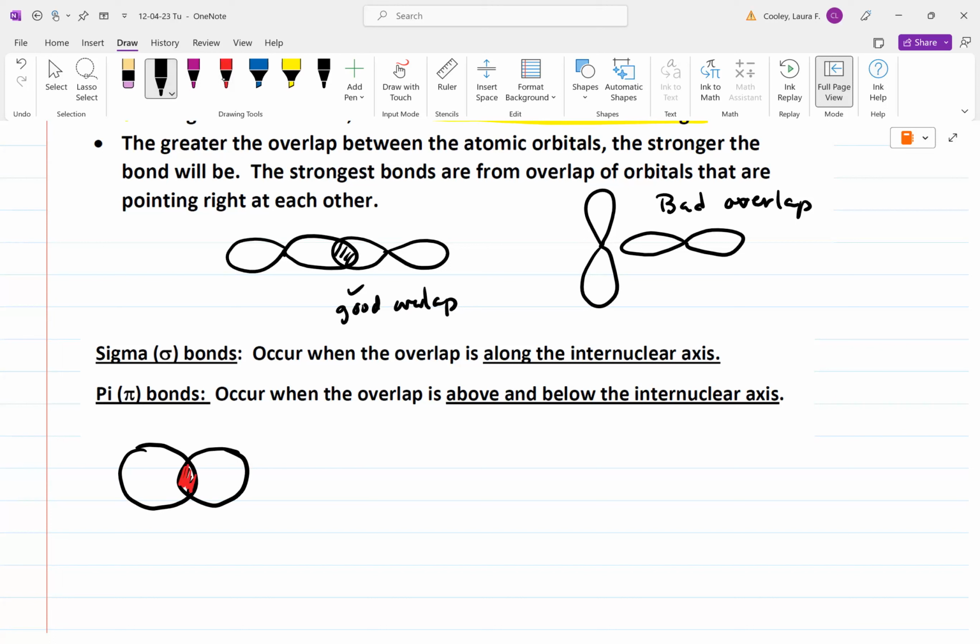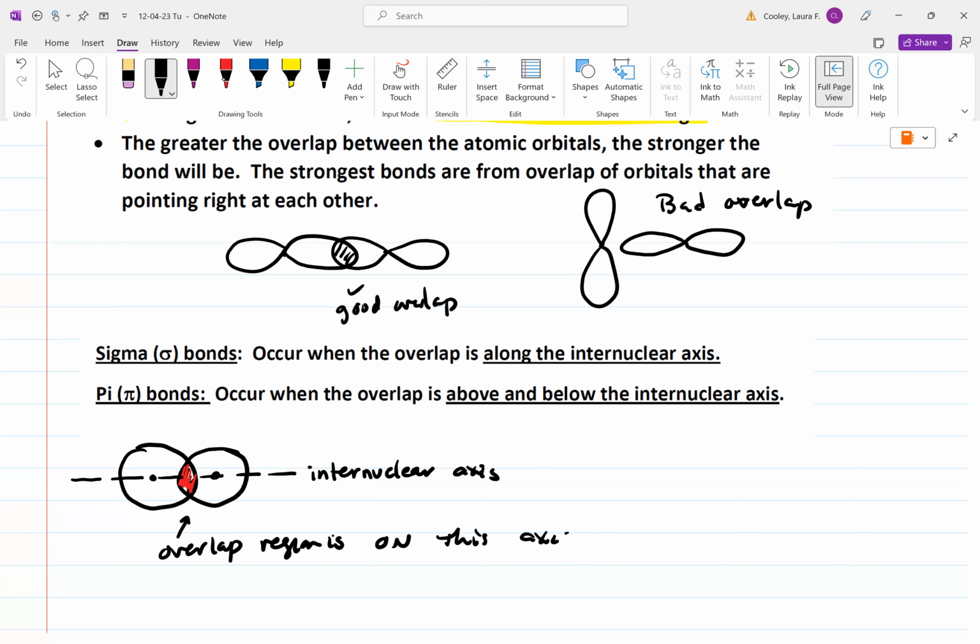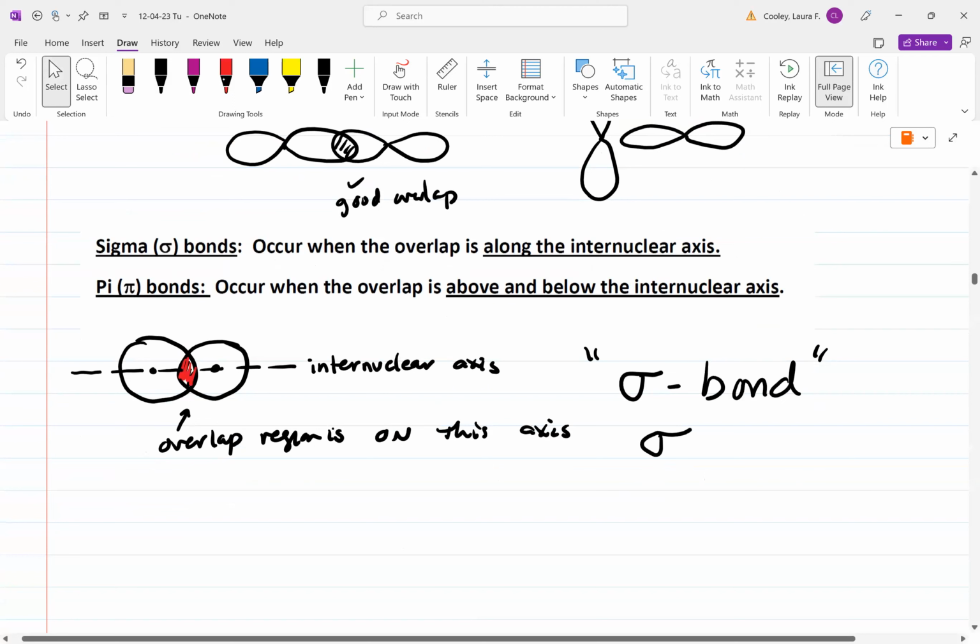And what I want to define here is something we call the internuclear axis. So here's two nuclei. This is the internuclear axis. I affectionately call it the internuke axis. And you could see that the overlap region is on this axis. When this is the case, we call this a sigma bond. That's a Greek letter S, a sigma, okay?